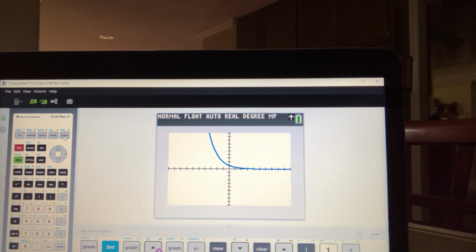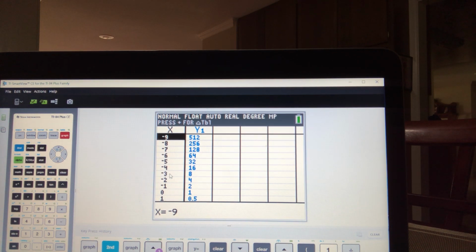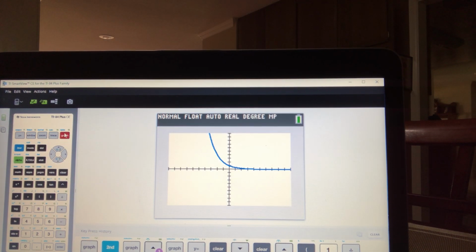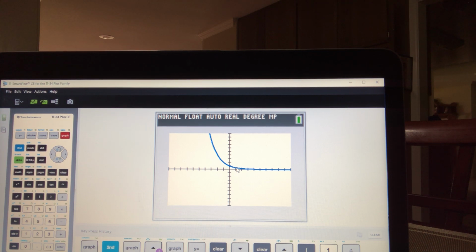So go to the table, and you'll see just the opposite happening. You've got some points that you can plot, -3, 8, -2, 4, -1, 2, and so on. But as you go further in the positive direction, scrolling down, you'll see that these numbers are getting very, very close to 0, but not quite ever reaching 0. So that means your asymptote is on 0. So for number 3, draw this graph, but with the horizontal asymptote across on 0. It's a horizontal dotted line. The calculator's not going to put that. You need to do it yourself.